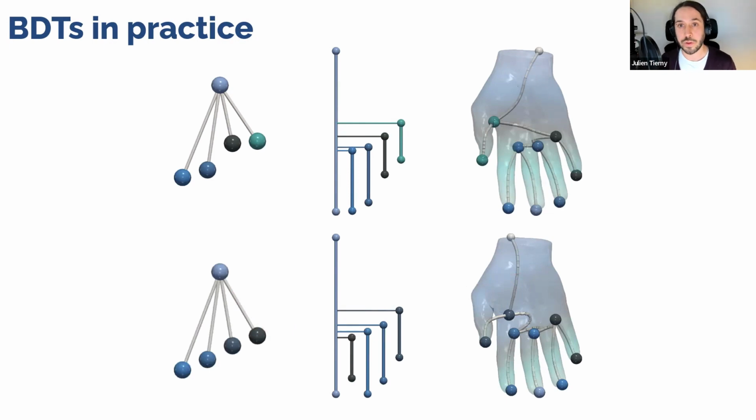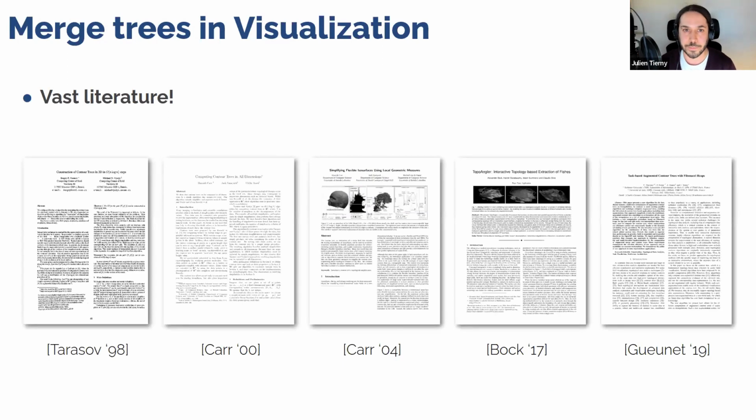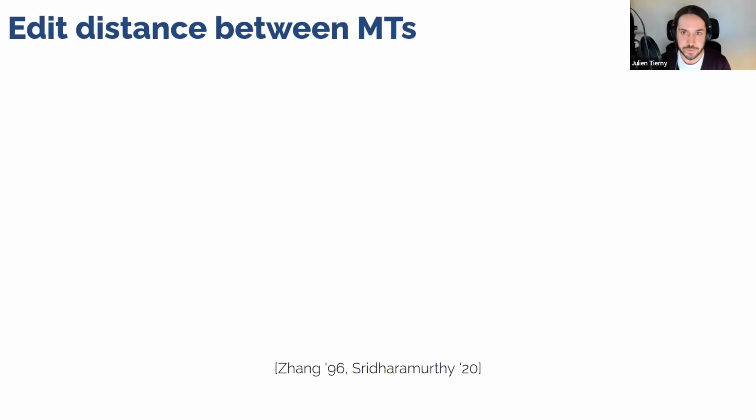And at this point, the BDTs are isomorphic. So there's also a vast literature regarding merge trees, in particular in the visualization community, where it's been studied over the last 20 years with various applications, including data summarization and segmentation. So several metrics have been introduced, including a prominent work by Sridhara Murthy in 2020, where the authors specialized to the specific case of merge trees a classical algorithm from the graph matching literature by Zhang in 1996.